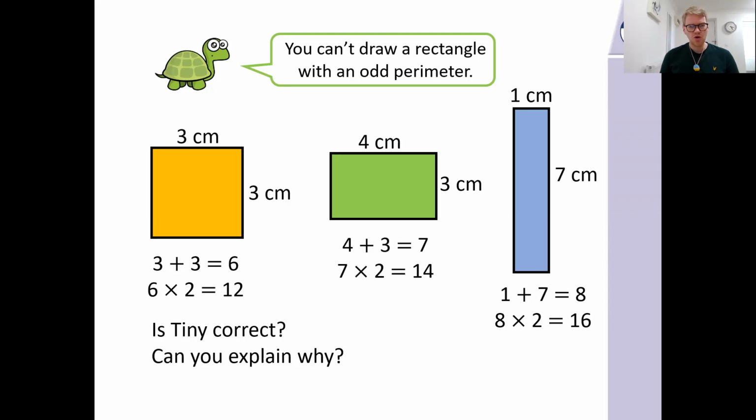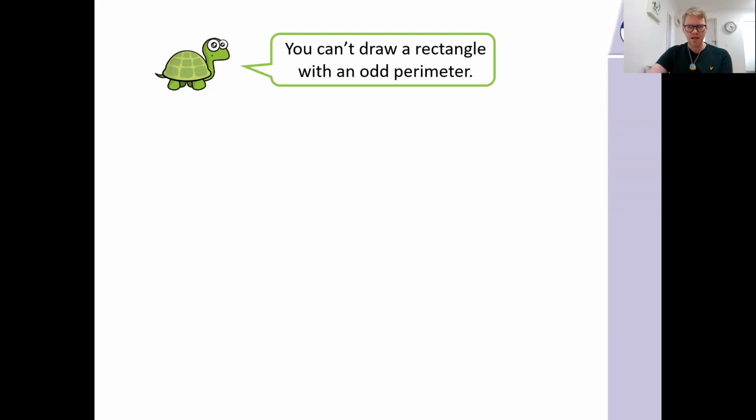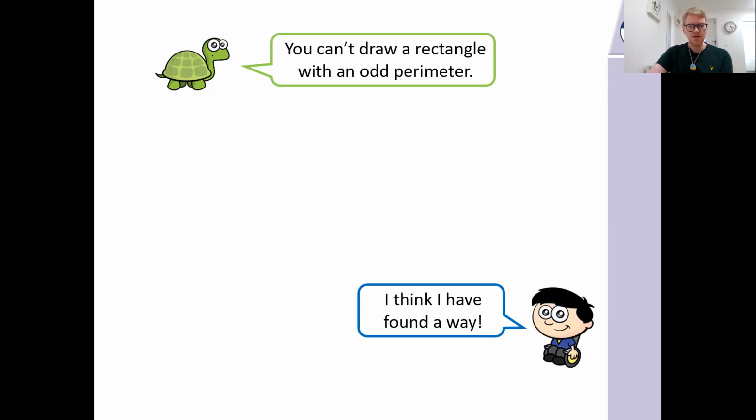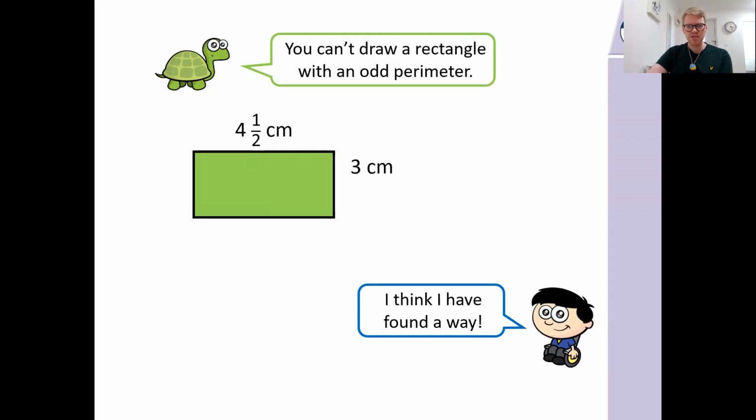If you put two odd numbers together and two even numbers together, you're always going to get an even number as your total. But I wonder if anyone found the exception to the rule. Did anyone try it? You could make a rectangle with an odd perimeter by using halves. Did anyone have a go at this in the classroom? I'd be really impressed if you did.